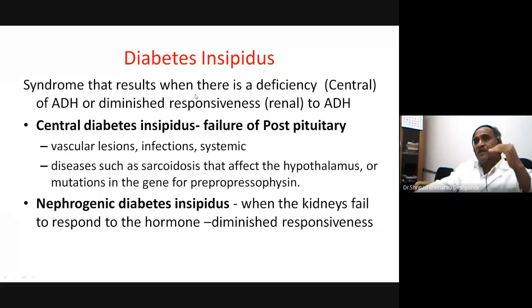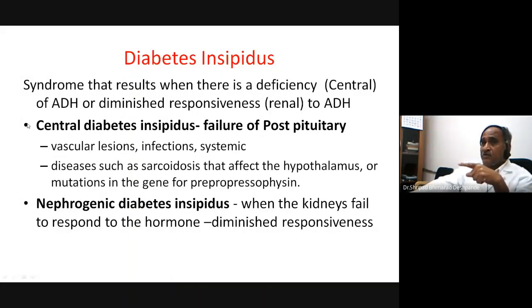It is a syndrome that results when there is a deficiency of ADH or diminished responsiveness to ADH. I added two components. One is a central component, the deficiency of ADH. That means the secretion from the posterior pituitary is decreased. Either the hypothalamus is involved or the posterior pituitary is involved. We don't know exactly. So that means deficiency of ADH, or non-responsiveness or less responsiveness of the kidney.